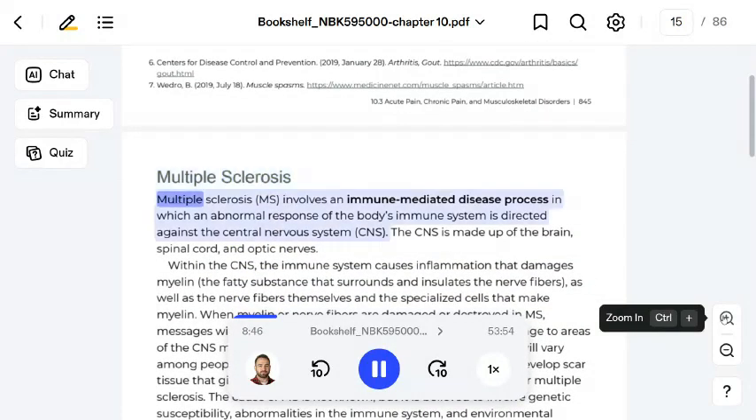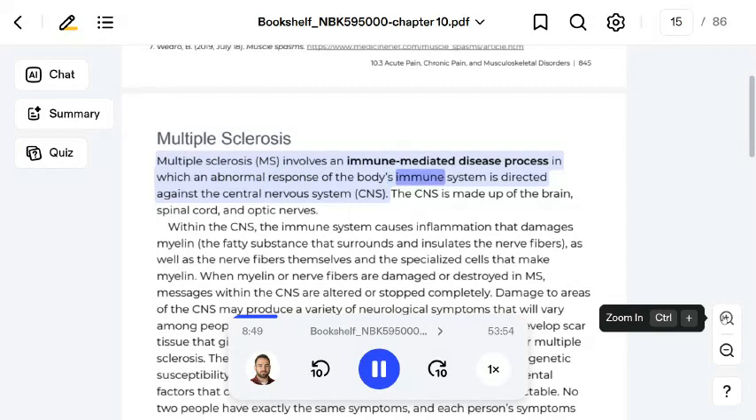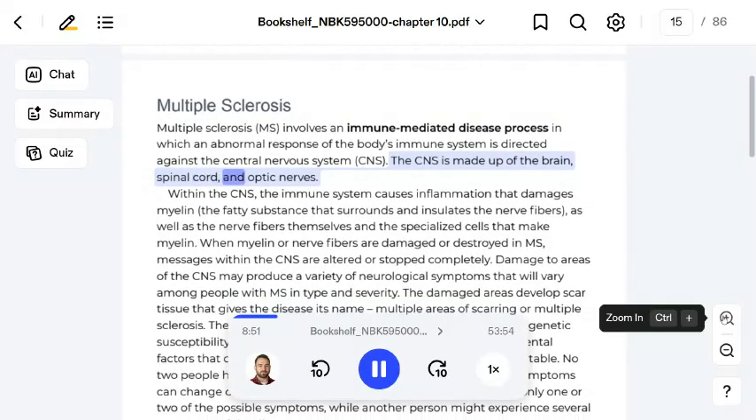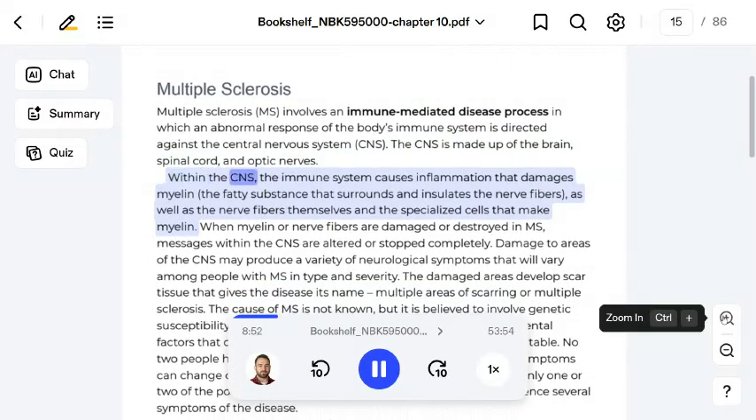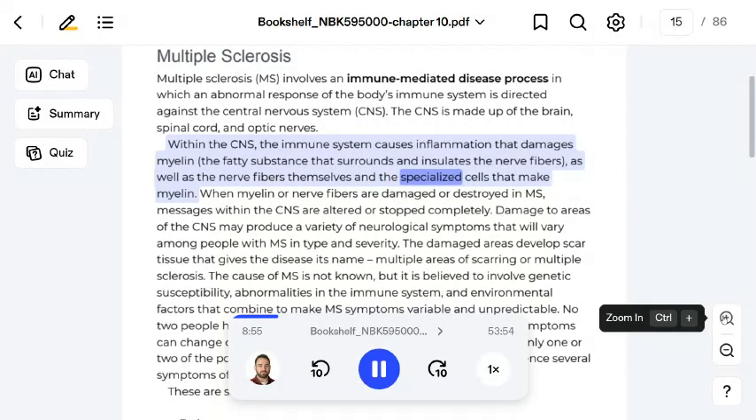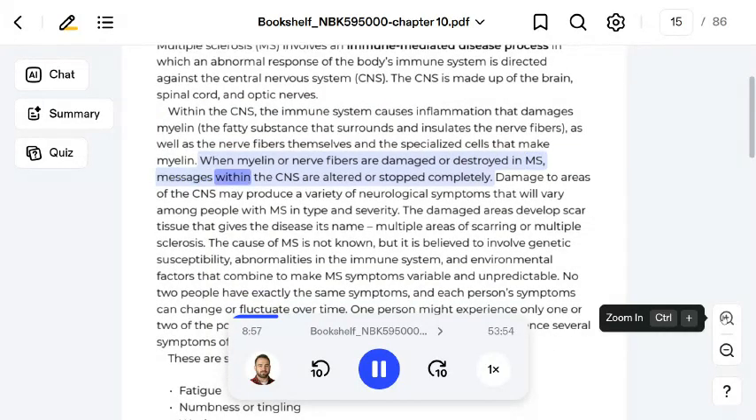Multiple sclerosis. Multiple sclerosis involves an immune-mediated disease process, in which an abnormal response of the body's immune system is directed against the central nervous system. The CNS is made up of the brain, spinal cord, and optic nerves. Within the CNS, the immune system causes inflammation that damages myelin, as well as the nerve fibers themselves and the specialized cells that make myelin. When myelin or nerve fibers are damaged or destroyed in MS, messages within the CNS are altered or stopped completely.